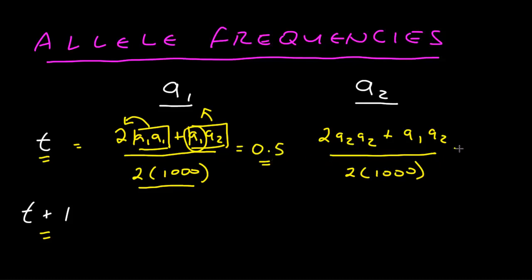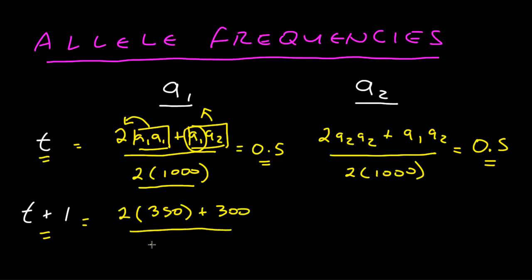For our A2 allele, then, we should have the same value, 0.5. We've calculated much the same. Now, let's do that for our next generation here. We've got 2 times the A1A1s, of which we had, if you recall, 350, plus 300 heterozygotes, all divided by 2 times 1,000. We had 1,000 individuals in the next generation.